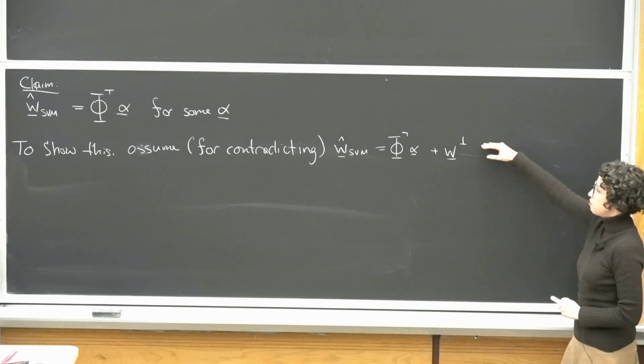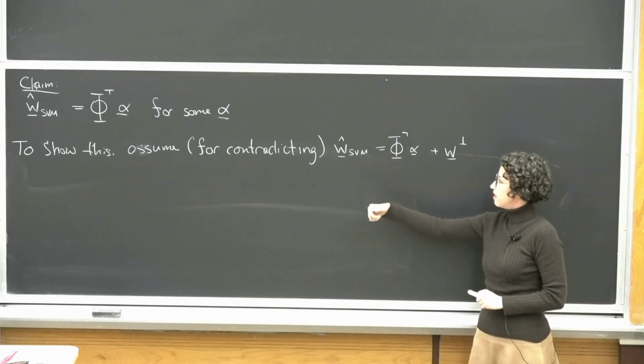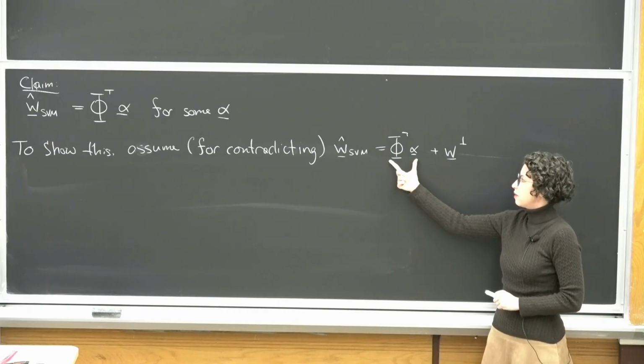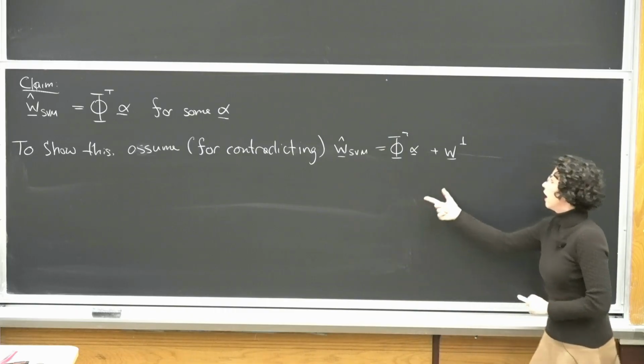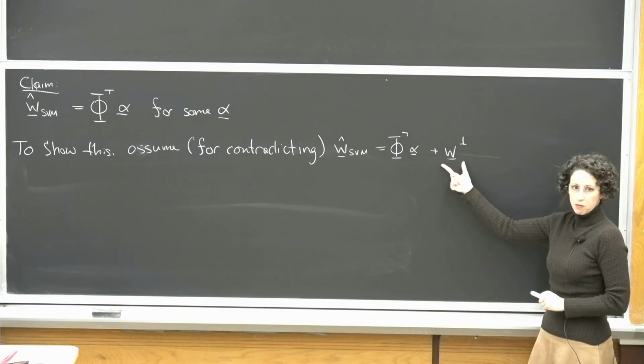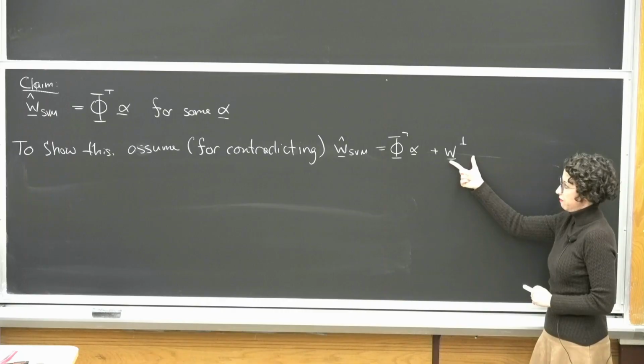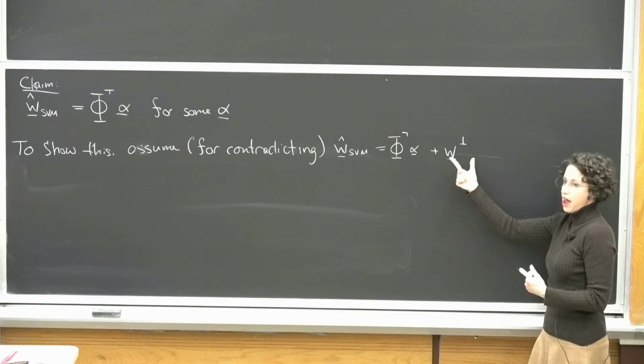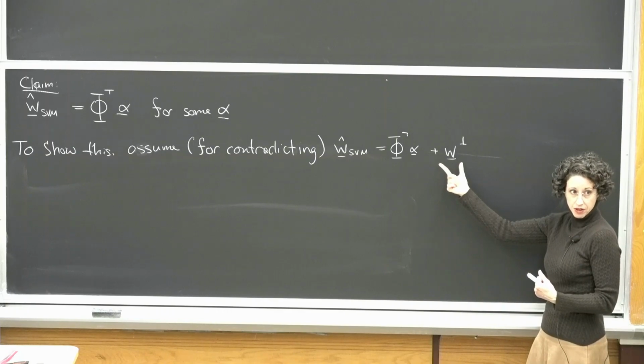Okay, so let's assume that there's some stuff in this weight vector, in the support vector machine weight vector, that can't be encapsulated using the weighted sum of the rows of phi. And we're going to let W perp represent all that extra stuff. What I'm going to do now is show that W perp has to be equal to 0.